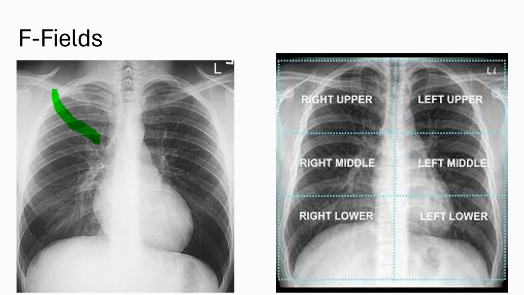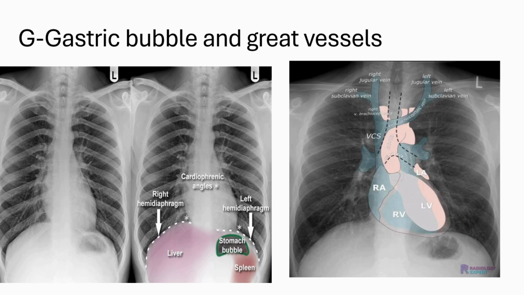Upper zone is the area above the anterior second rib, middle is in between the second and fourth anterior rib, and the area below the fourth rib is called lower zone. In some cases, it is described as the area above the hilum is the upper zone, the area in between at the level of hilum is middle, and below the hilum is lower zone.